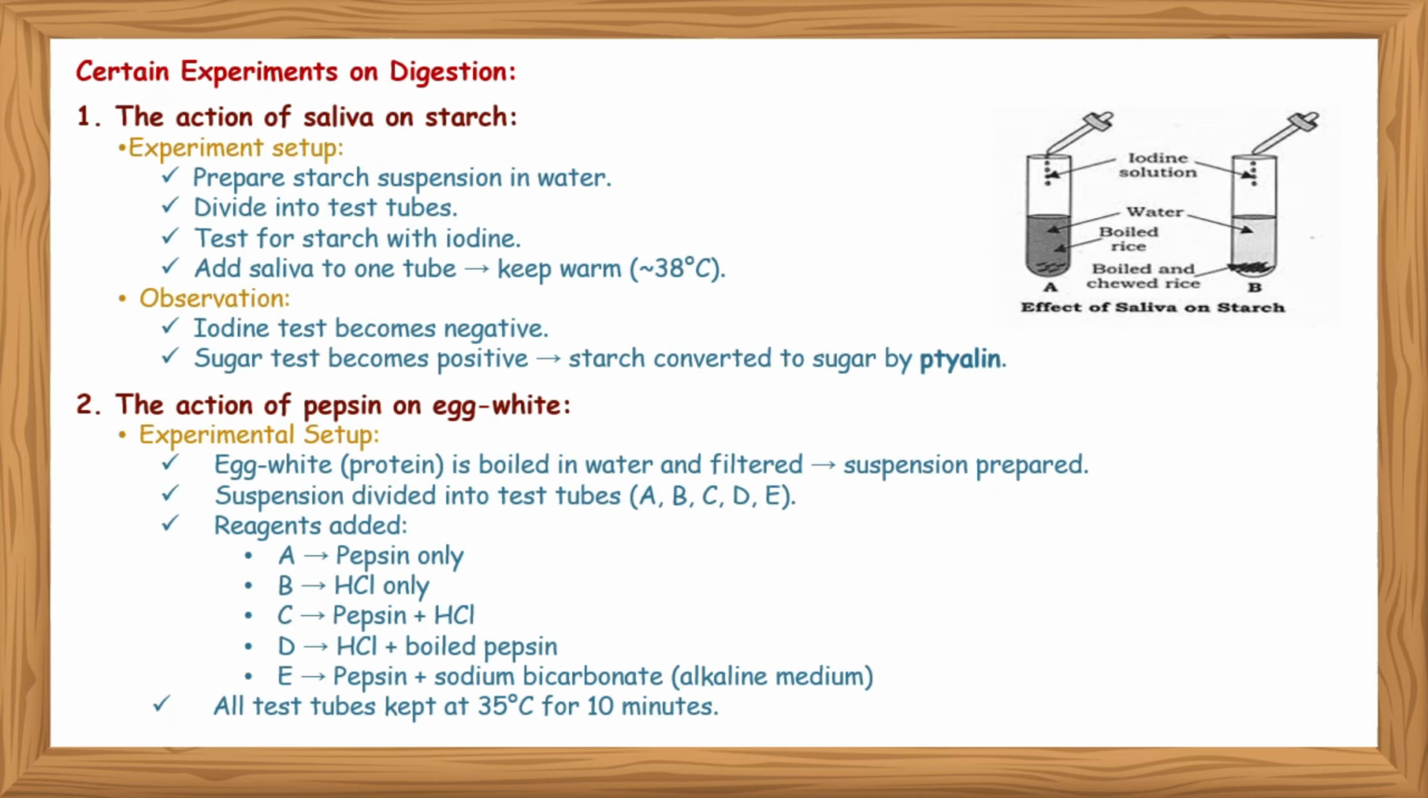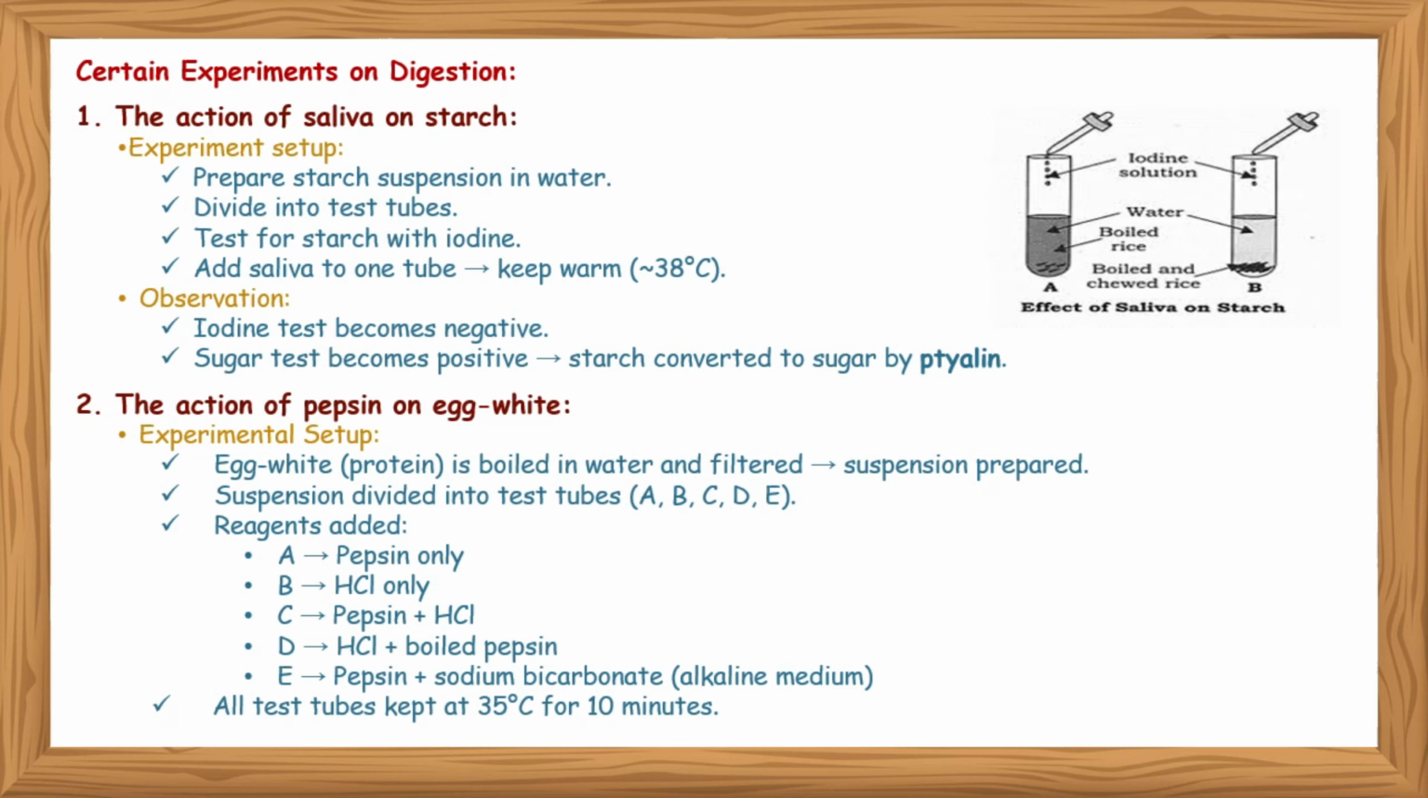Certain experiments on digestion: the action of saliva on starch. Experimental setup: prepare a starch suspension in water, divide into test tubes, test for starch with iodine, add saliva to one, and keep warm at nearly 38 degrees Celsius. Then the iodine test becomes negative and the sugar test becomes positive; starch is converted to sugar via ptyalin. Understood? Next, we will see the action of pepsin on egg white.